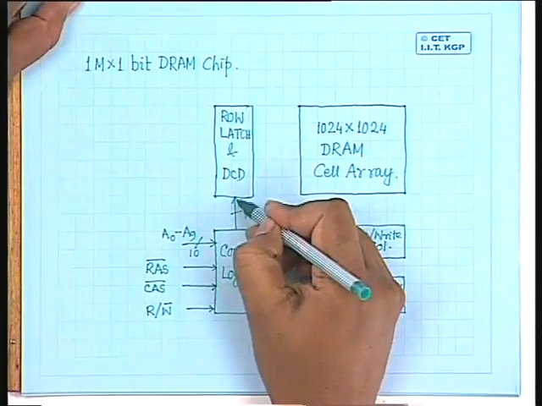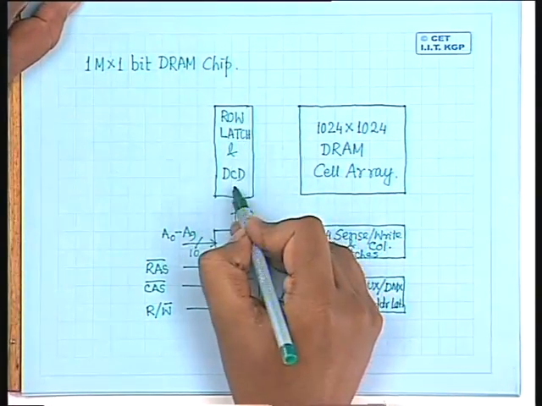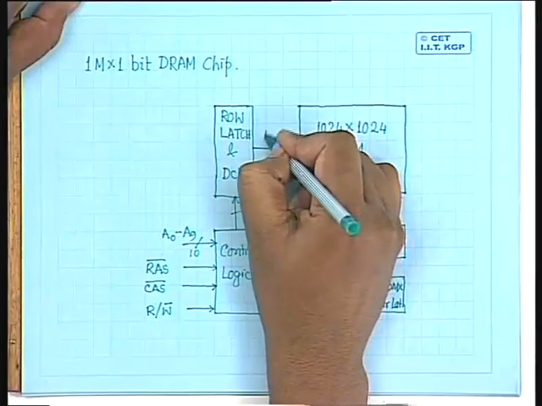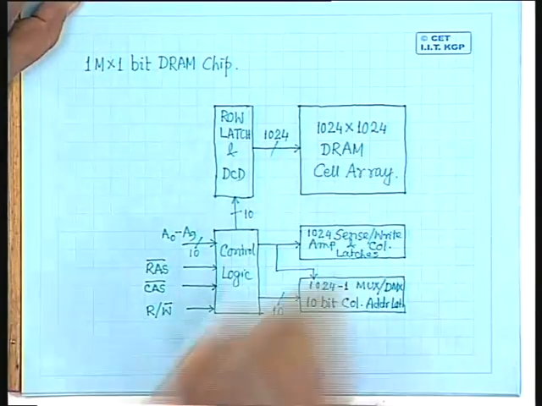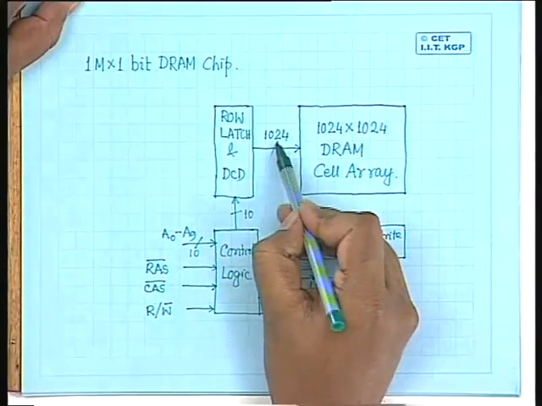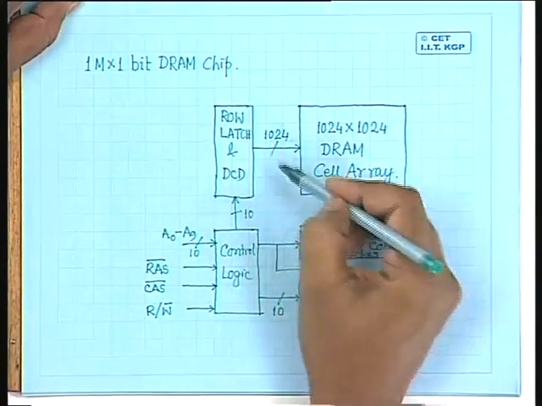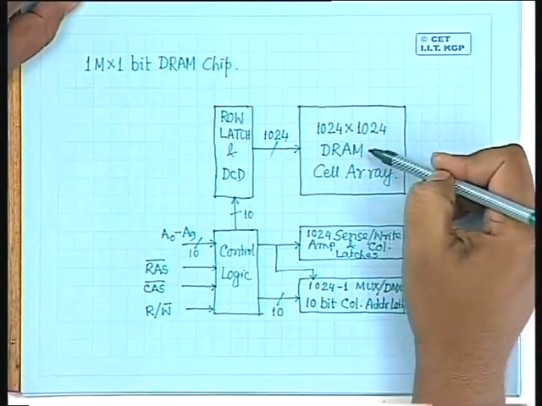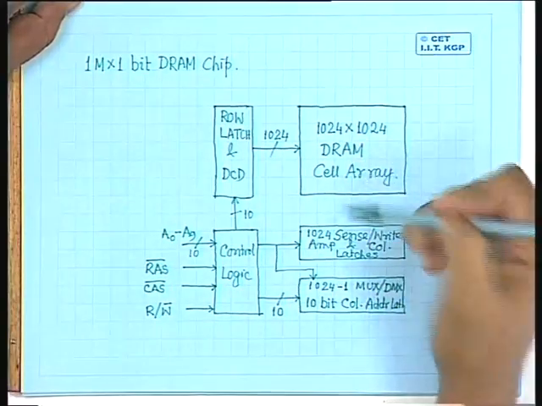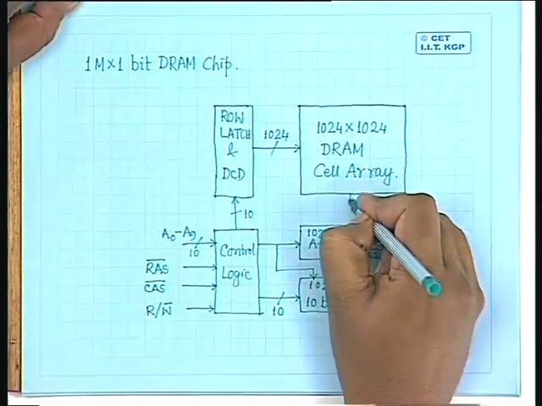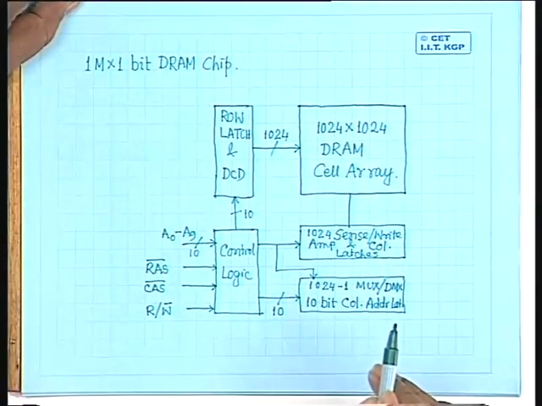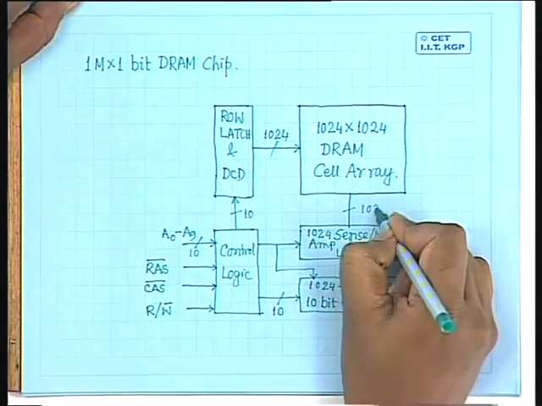So when this 10-bit row address comes to this row address latch and row address decoder, this will give 2 to the power 10, that is 1024 row select lines. One of these will be active at a time. Depending upon which line of these 1024 lines is active, the corresponding row in this 1024 by 1024 DRAM cell array will be selected, either for read operation or for write operation. That means this entire row will be available to these 1024 sense write amplifiers and column latches. So here also we have 1024 lines.